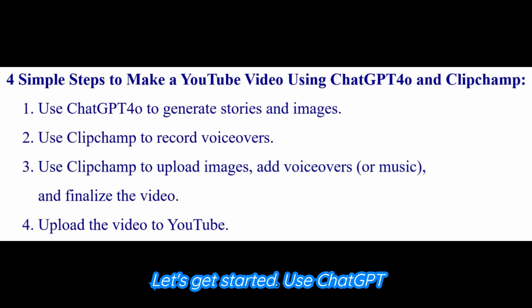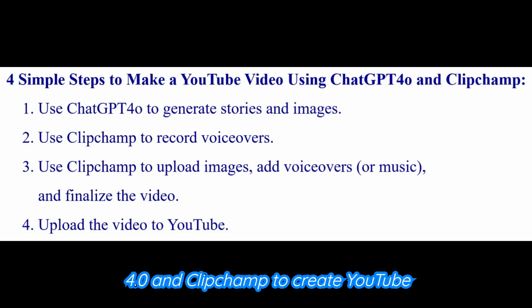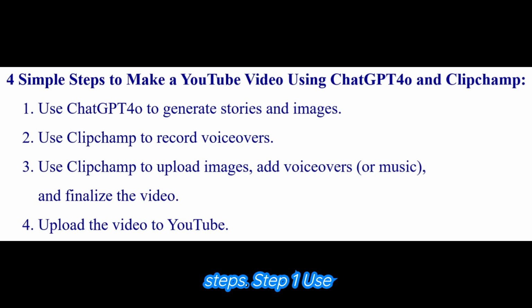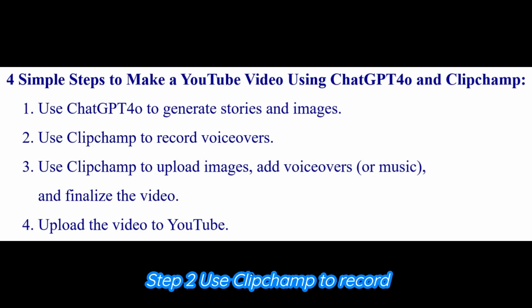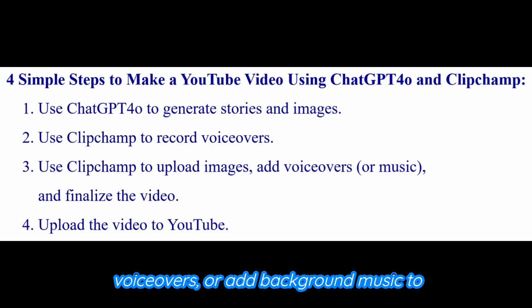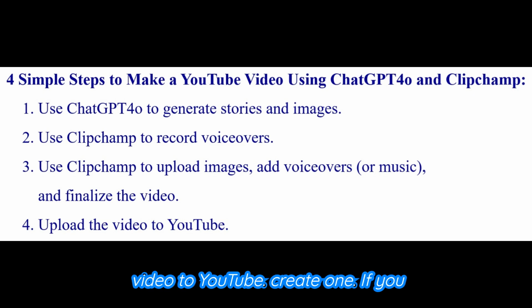Let's get started. Using ChatGPT 4.0 and Clipchamp to create YouTube videos involves the following 4 simple steps. Step 1. Use ChatGPT to create stories and images. Step 2. Use Clipchamp to record voiceovers. Step 3. Use Clipchamp to upload your images, voiceovers, or add background music to complete the video. Step 4. Upload your video to YouTube.